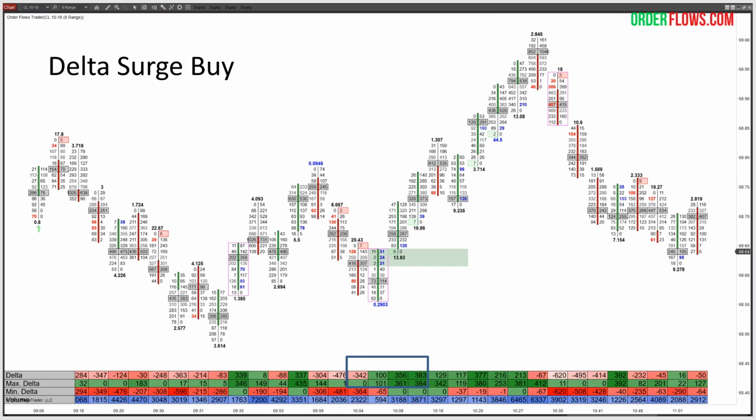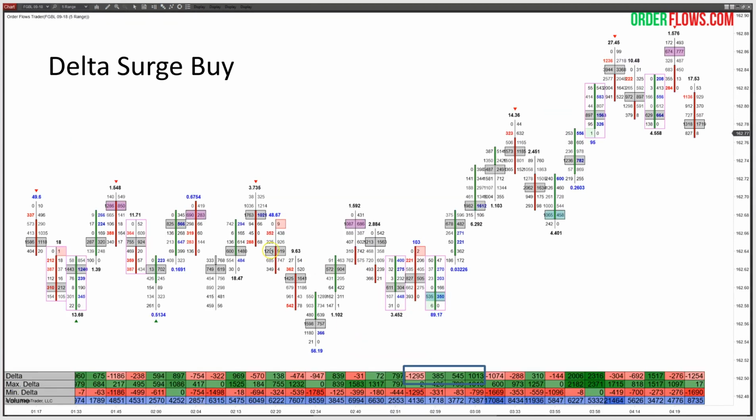So, best way to analyze it is look at a chart. Here, you can see how this market moves up, right? But if you notice the delta, minus 342 right here, and then 100, 356, 383. So what happened is you went from a negative delta to a positive delta. In this case, it's right on this swing low. Positive delta, the next bar stronger positive delta than the previous bar, and then the last bar is stronger positive delta than the preceding bar. And the market makes the move up. This is the Delta Surge right here.